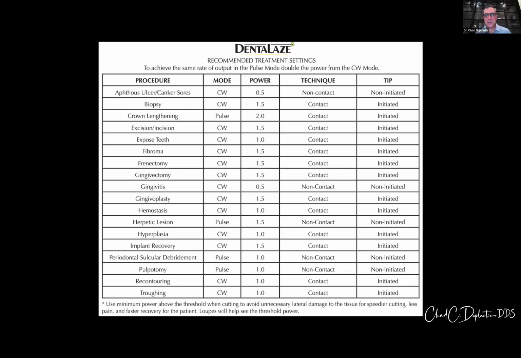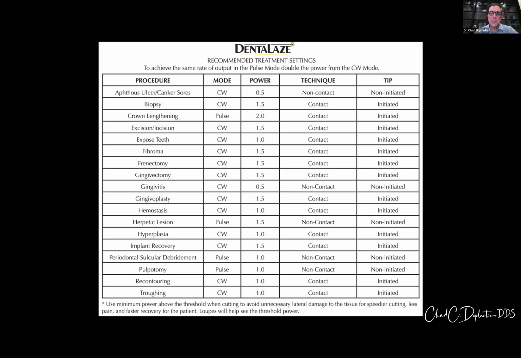Now, another thing that's nice about this does not eliminate the need for training with a laser because I highly recommend that all dentists become trained utilizing a laser in their practice. But for the various procedures that you're going to do in your practice, you'll be able to see the procedure, the mode, the power, the technique, and whether or not you have to initiate the tip. And we'll talk about that in just a second. So what you'll see is for the various procedures, you have a CW, which means that it's utilized in continuous mode, or you have a pulse, which means that it's utilized in the pulse mode.